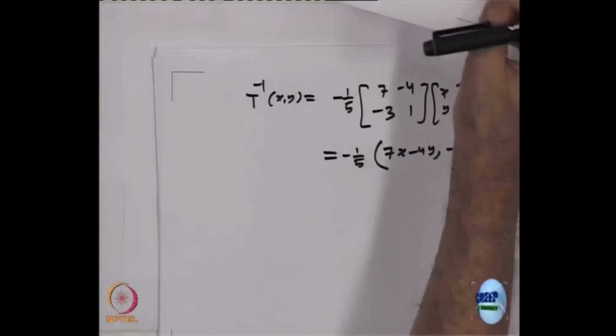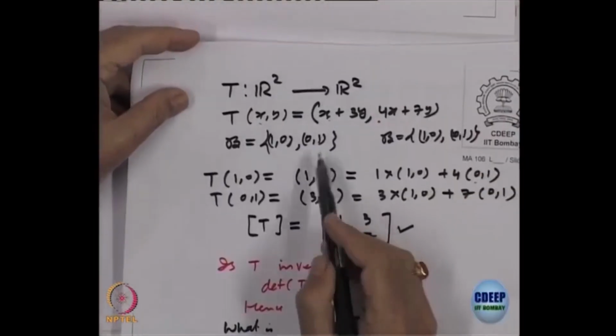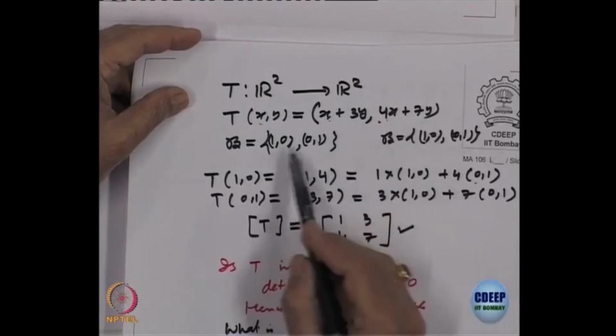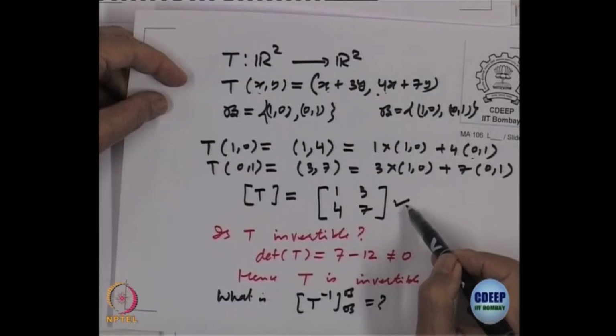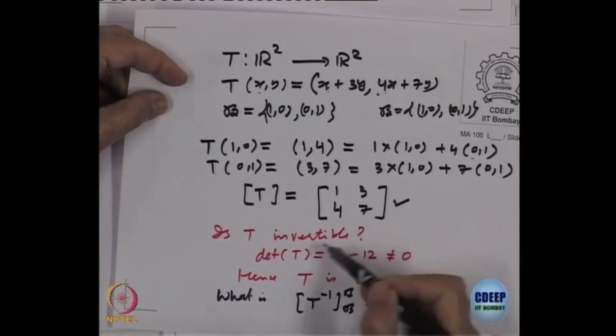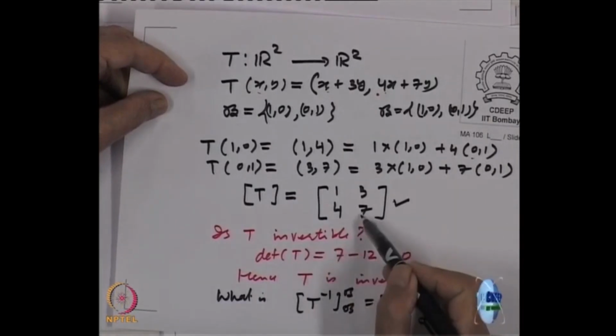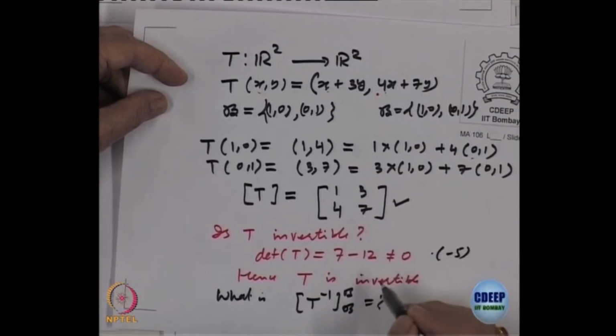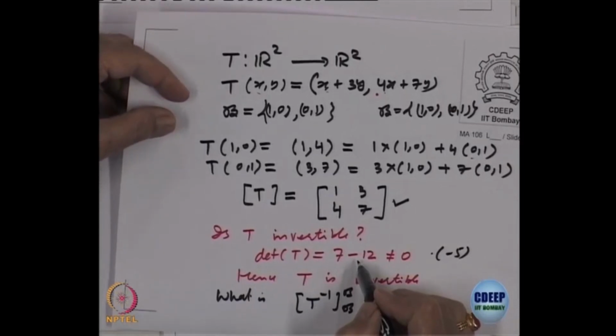We started with T; I am just revising. T was x plus 3y, 4x plus 7y. With respect to that basis, we found the matrix of this, and the determinant is not equal to 0, actually equal to minus 5. So this determinant is not 0, so it is invertible.